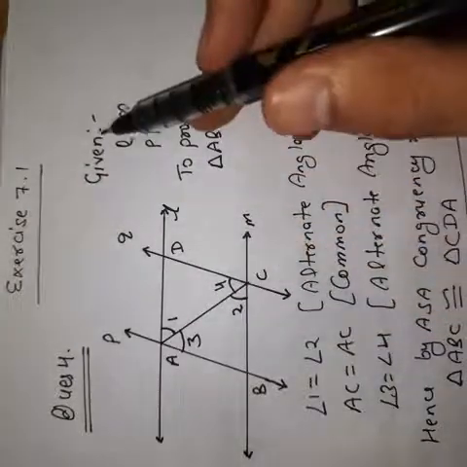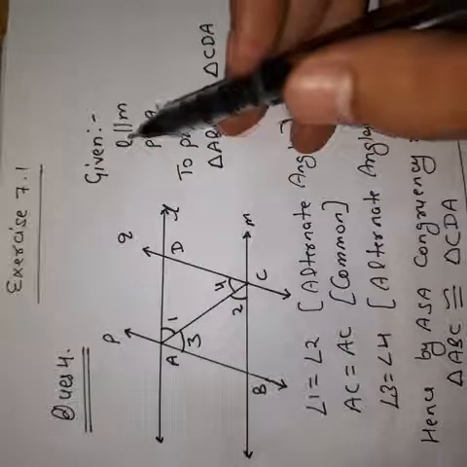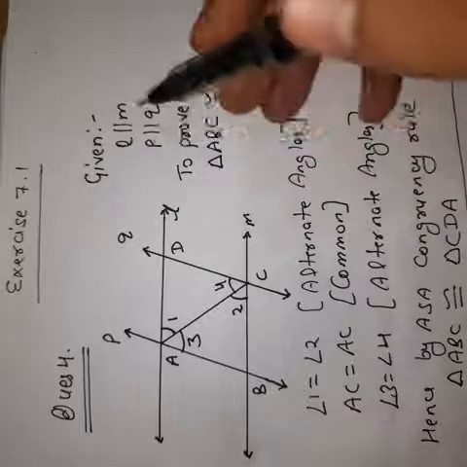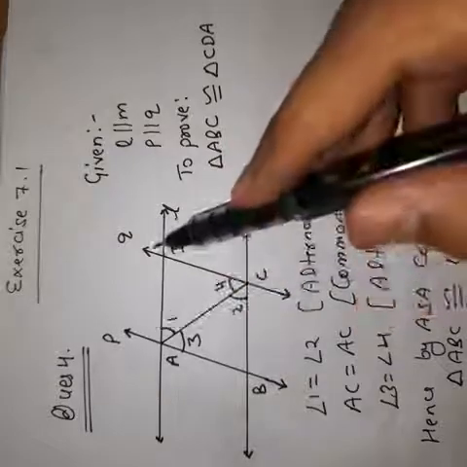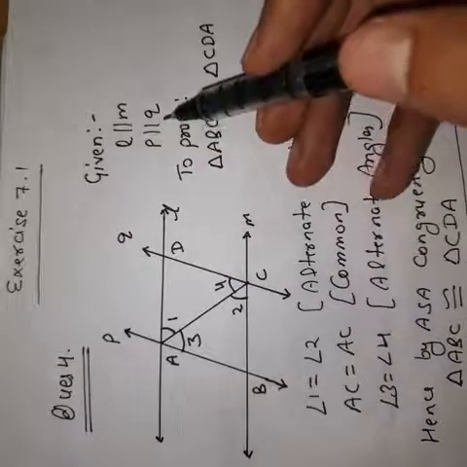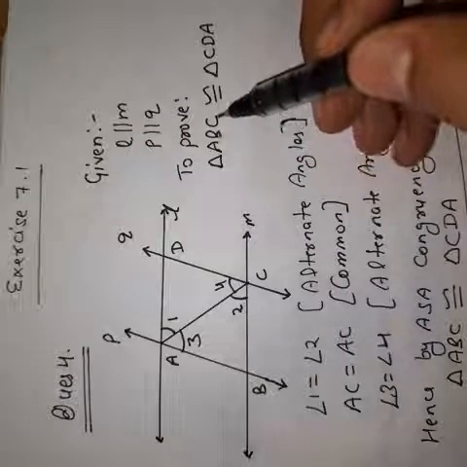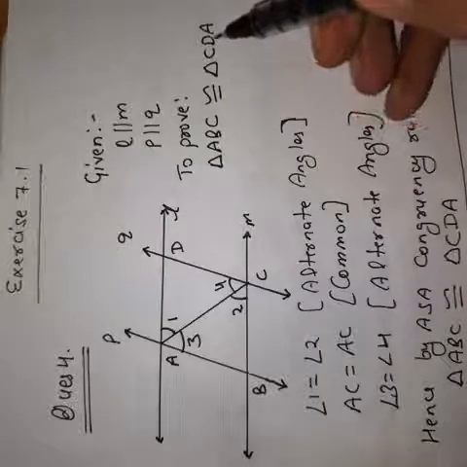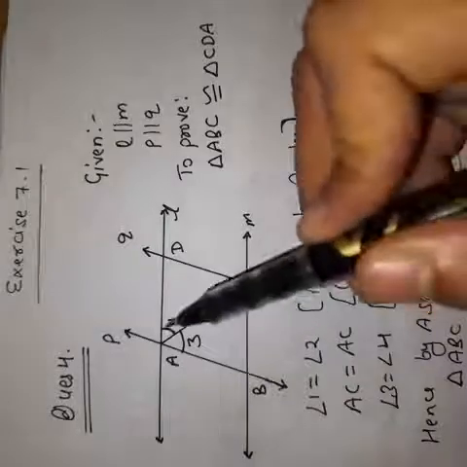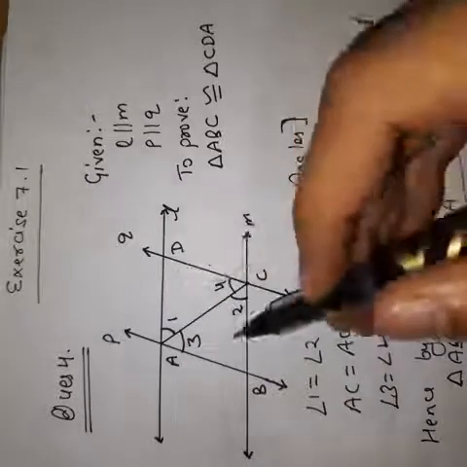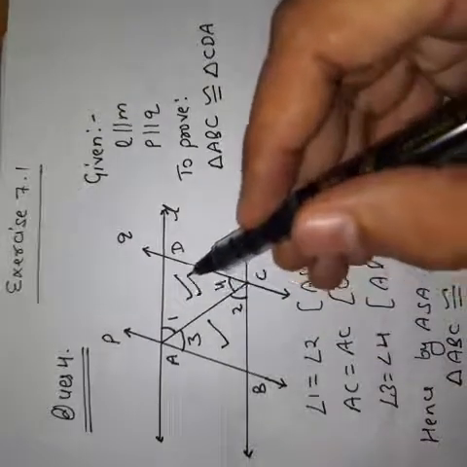So first of all, like every question, we will write what is given in the question. It is given that lines L and M are both parallel to each other. It is also given that lines P and Q are parallel to each other, and we have to prove that triangle ABC is congruent to triangle CDA. Actually, we have to prove that this triangle is congruent to this triangle.